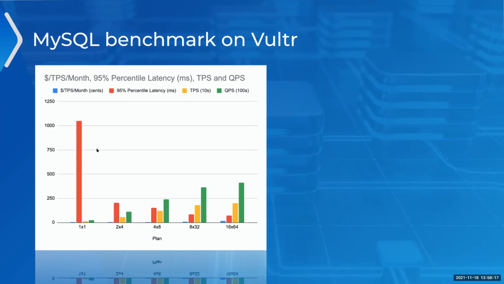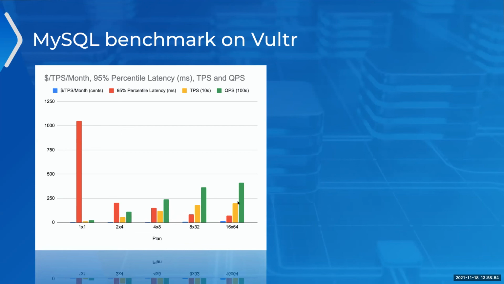As you can see, for latency, there is an exponential decay for the 95th percentile latency. On the 1 by 1, latency was quite high. It was in the seconds, and it dropped down on the other end of the spectrum. On the 16 by 64 VM, the 95th percentile latency was under 100 milliseconds. So pretty good performance on that end. We also observe similar behavior for transactions per second, which is shown in the yellow.